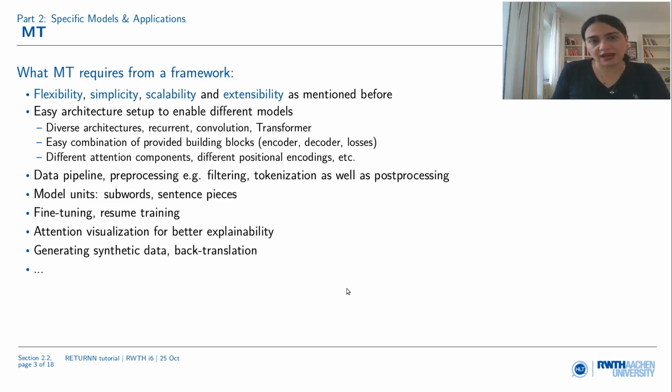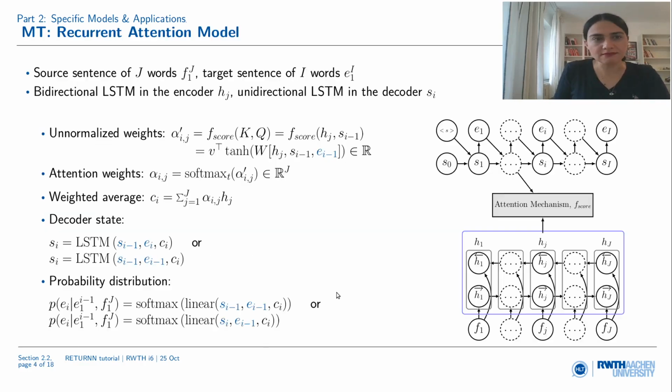In the following slides, I am going to discuss some features proven to be important for machine translation, with the main focus on our framework RETURNN as an exemplary framework to implement machine learning methods for sequence modeling. And the first model is the recurrent attention model.